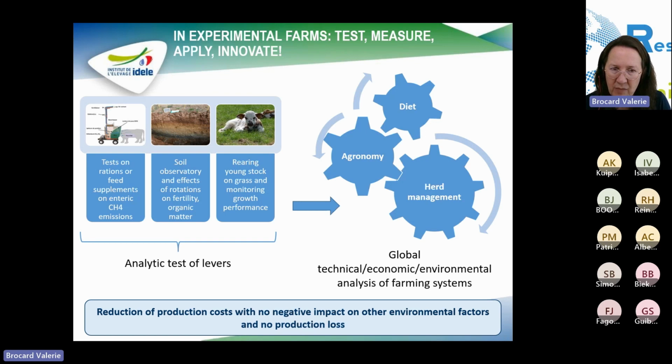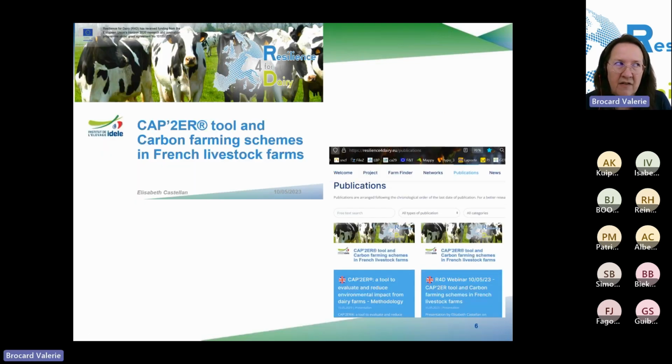So our target was to implement a low carbon prototype without decreasing the production per cow, because we thought that for the farmers, it was important to show that this low carbon strategy could increase their profit and without any production loss. To assess the impacts of the different levers and to assess the evolution of the carbon footprint on the experimental farms, we are using the same tool as in commercial farms. So again, it's the Cap2ER tool that is used, the only tool used in France for diagnosis on commercial farms, but also for experimental purposes.